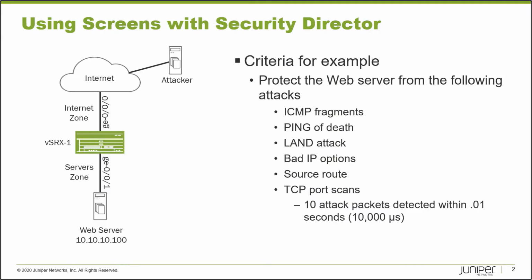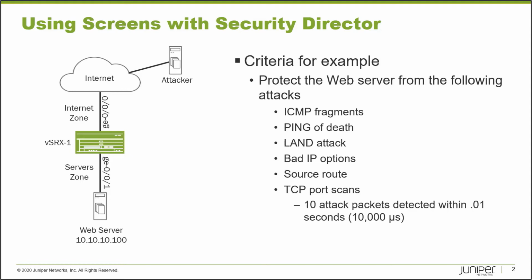All right, here is our example, and the first thing I want to point out is that SRX1 in the middle is connected to the internet through the ge-0/0/0 interface in the internet zone. And then we have SRX1 connecting to the web server on ge-0/0/1 in the servers zone. And then next you'll see the attacker device. Now that device is connected to the internet, so it's coming in on an unknown public network, which is the internet, and we're going to be using that to attack the web server.